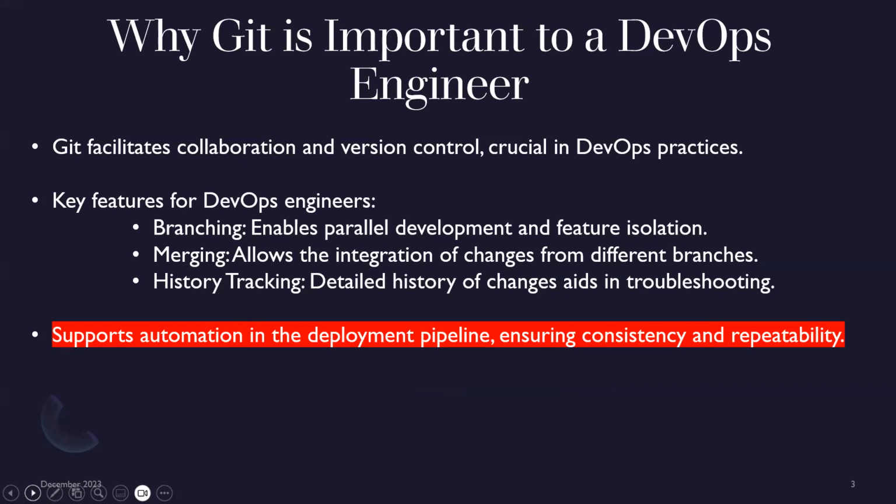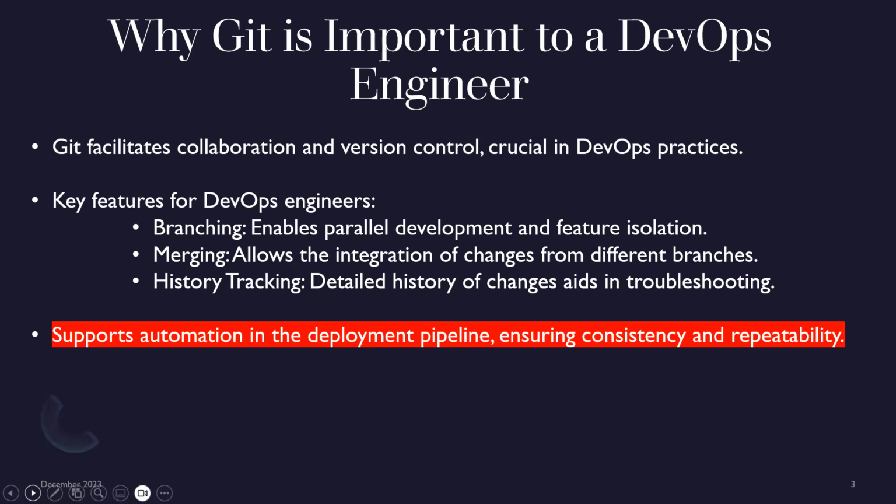Now here we are looking at why Git is important to DevOps engineers. One of the key importances of Git is that it allows what we call collaboration. It also allows version control, which are two key concepts in DevOps. Let's look at the key features that DevOps engineers really like about Git.